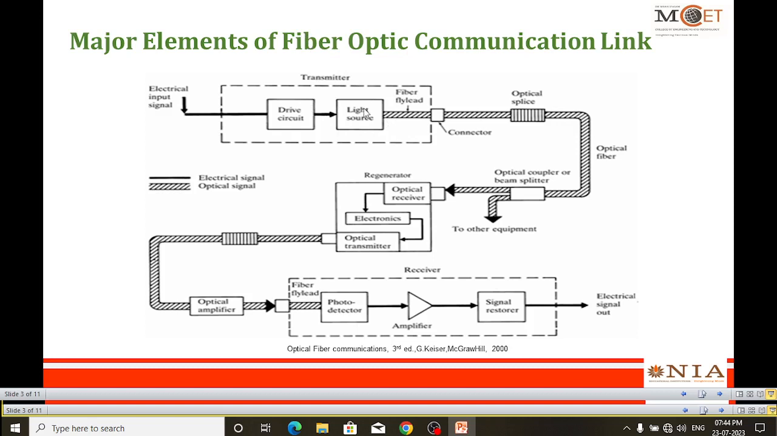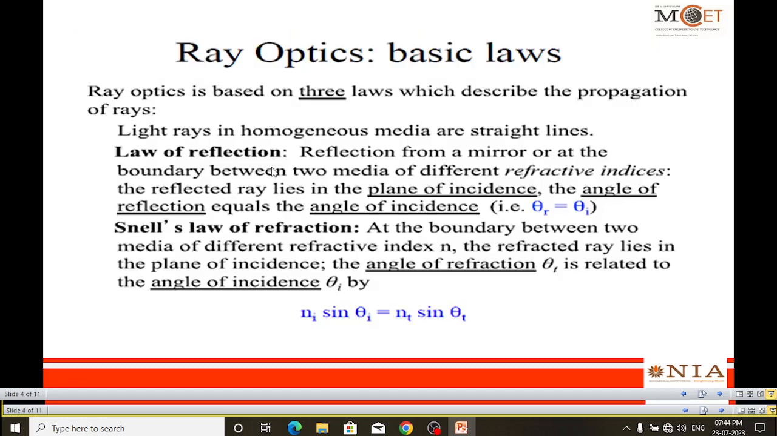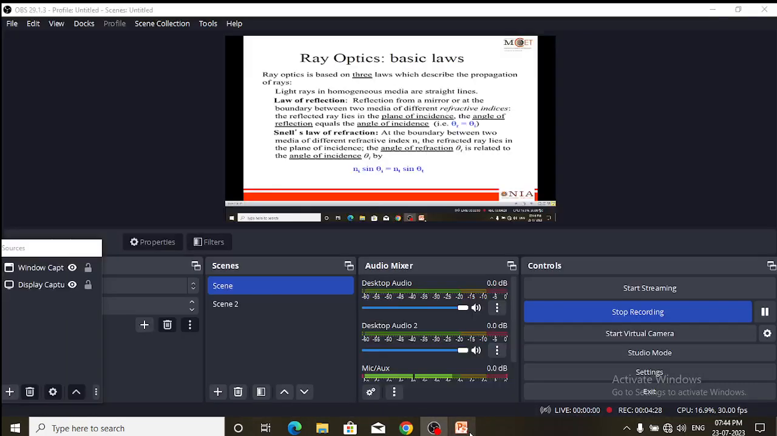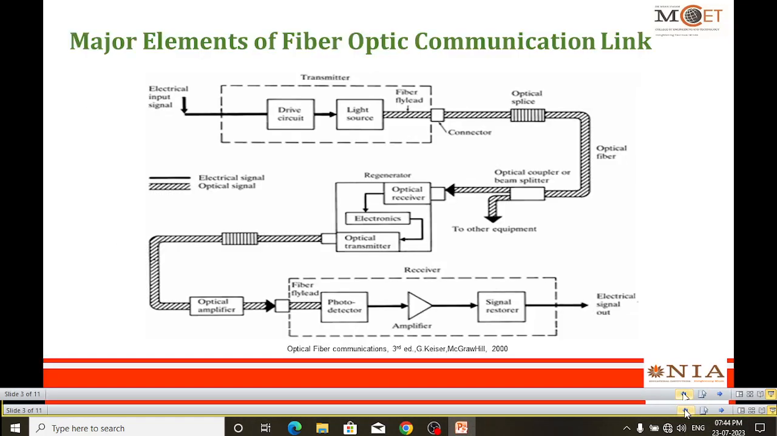What type of optical sources are used for this? It may be an LED or a laser: light emitting diode, or laser, light amplification by stimulated emission of radiation. This type of diode is mainly used on the transmitter side in a fiber optic communication link. The major function of this transmitter is that electrical signals are converted into light signals.